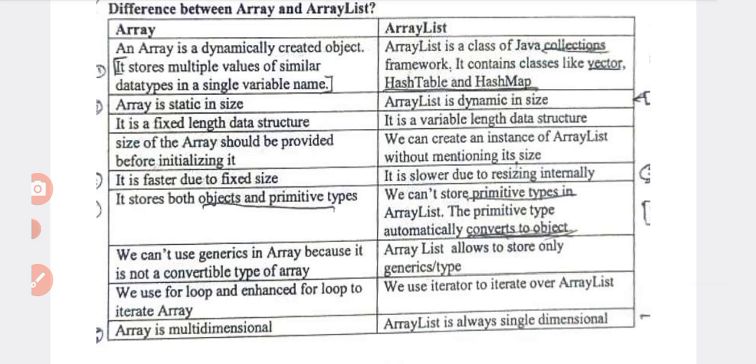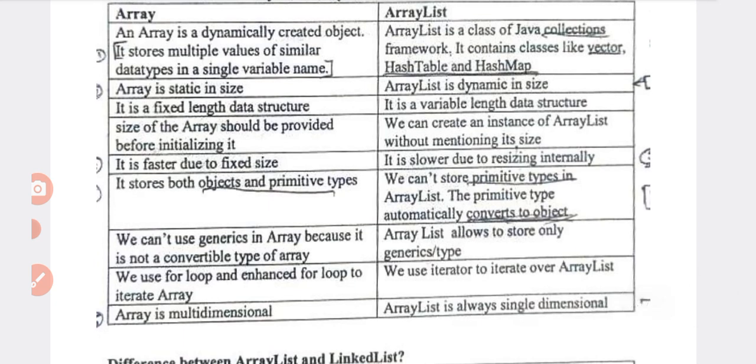Array is a fixed length data structure. Array list is a variable length data structure. The size of the array should be provided before initializing it. But in array list, we can create an instance of array list without mentioning its size. Array is faster due to fixed size. Array list is slower due to resizing internally.